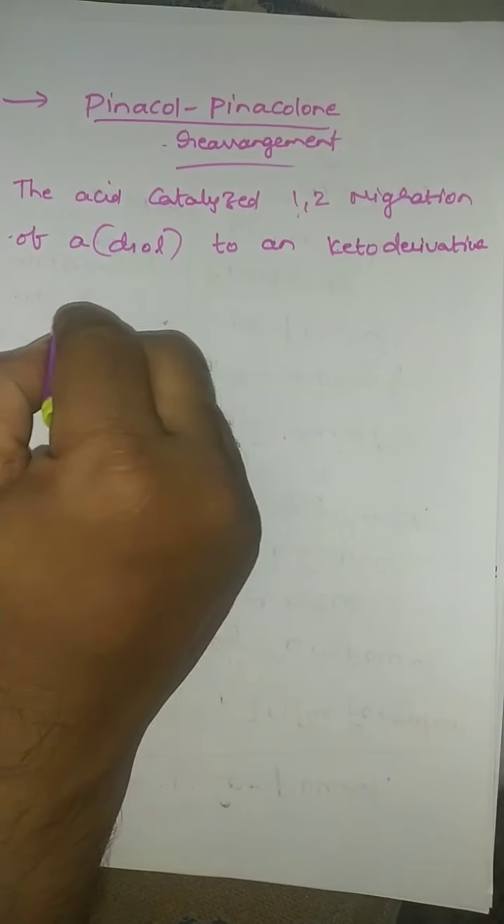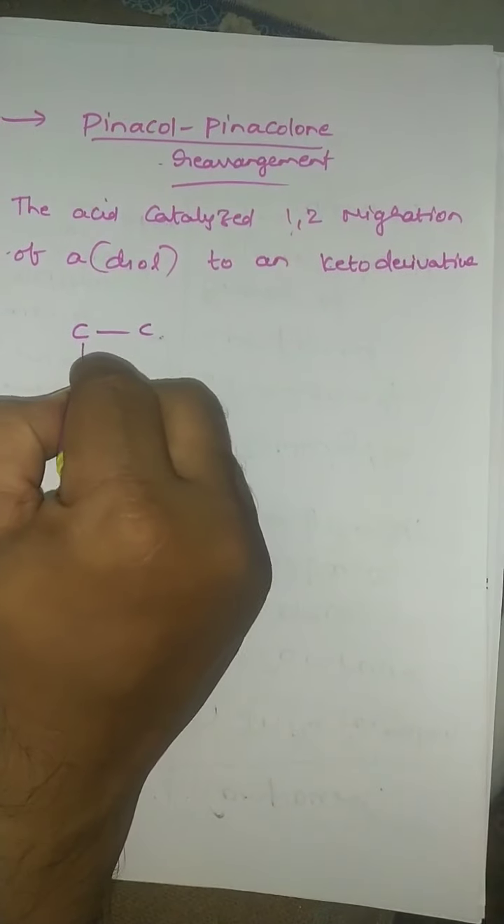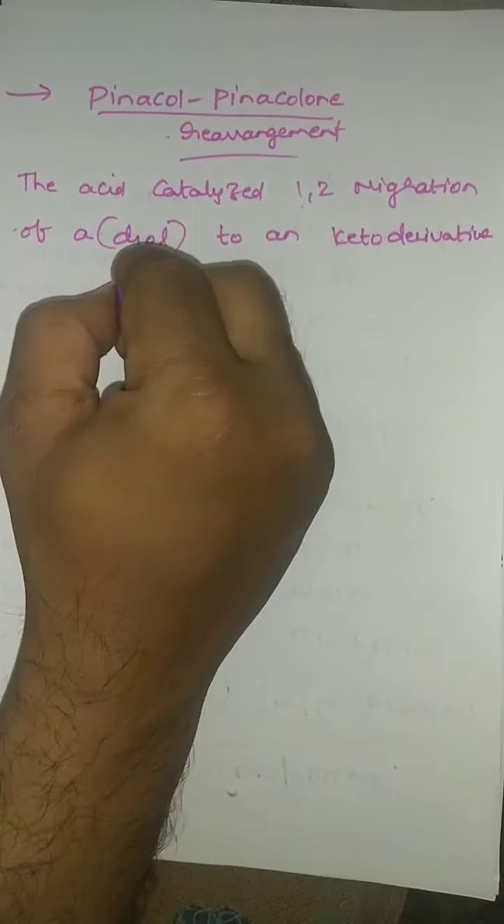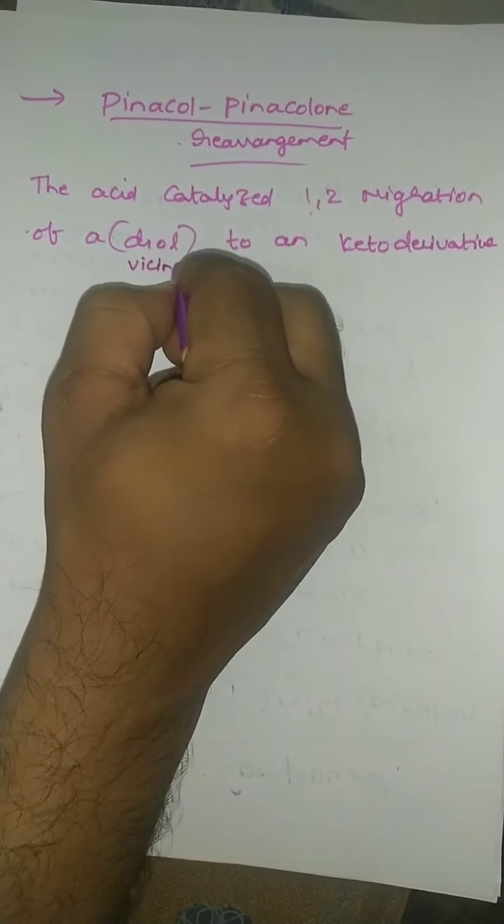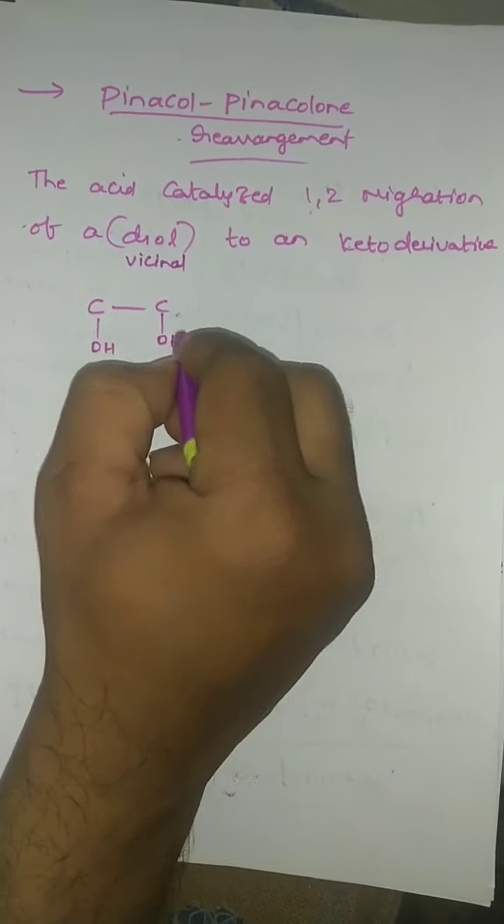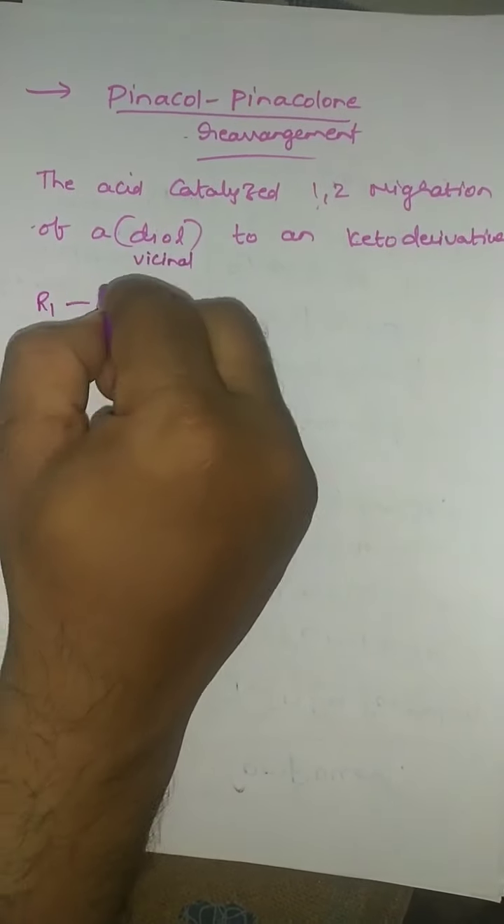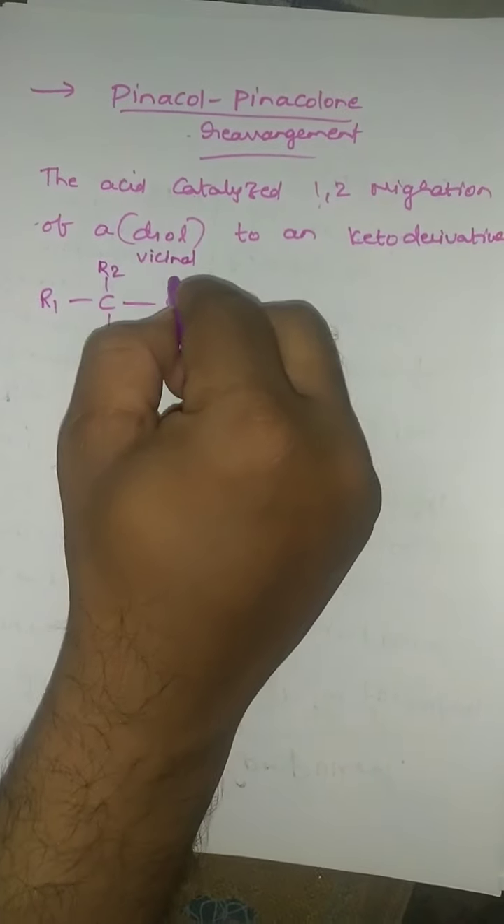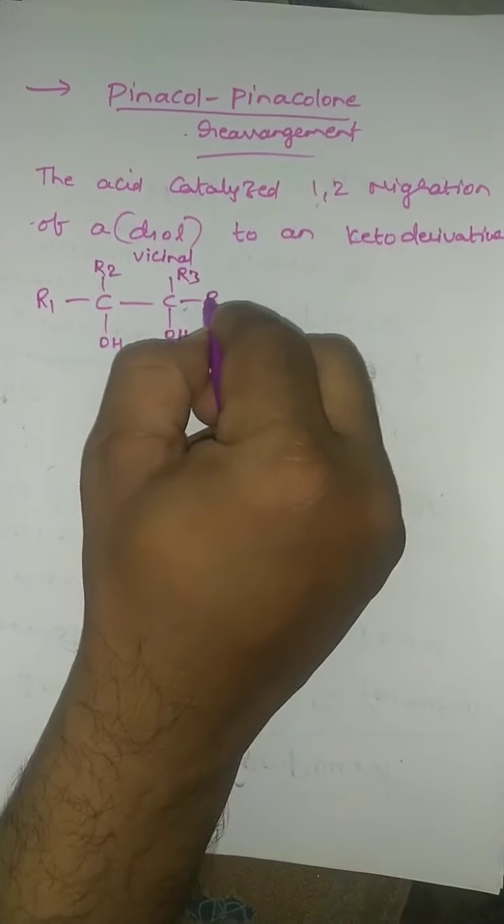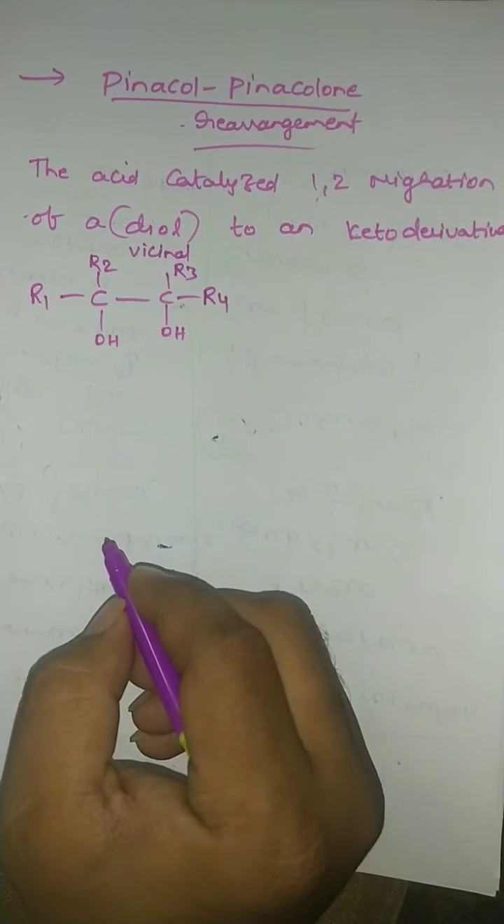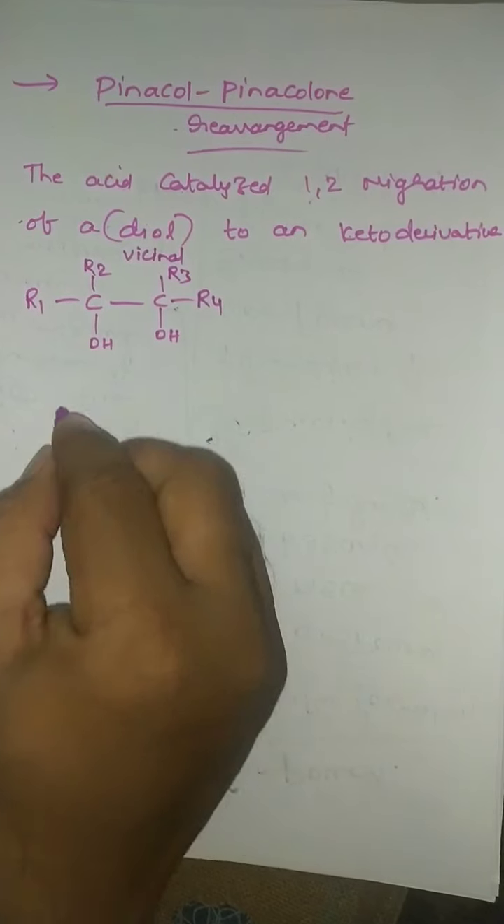For example, see this one. You know diols. Which diol do you have to take? Vicinal diol. So in the case of vicinal diols, the OH groups lie on adjacent carbon atoms. This is R1, this is R2, this is R3. All of R1, R2, R3, R4 are alkyl groups taken here. This is an example of a vicinal diol.